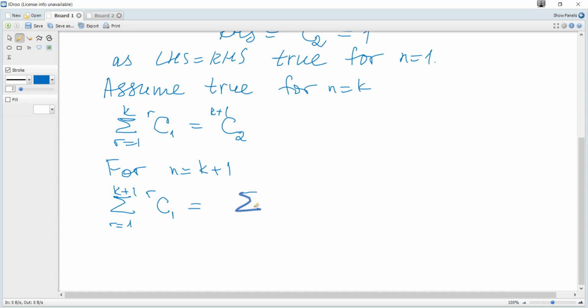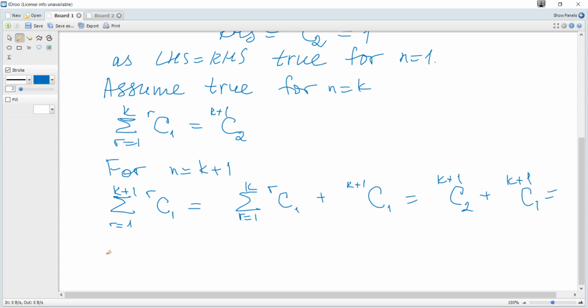The sum up to k and plus just what? The last term corresponding to k plus 1, and it's what? The number of combinations 1 out of k plus 1. And then we substitute this for this, and it becomes what? The number of combinations 2 out of k plus 1 plus the number of combinations 1 out of k plus 1.